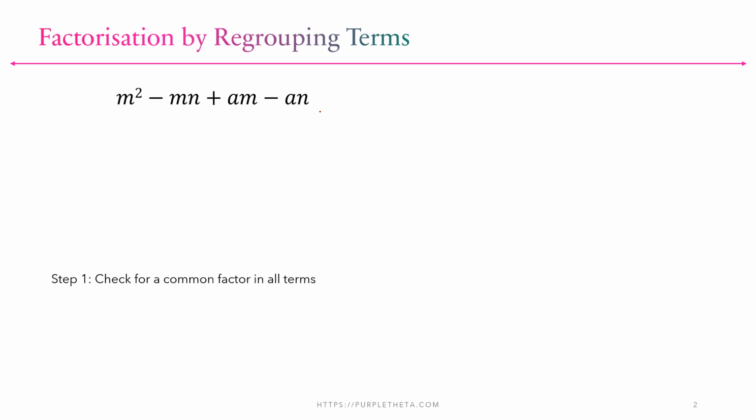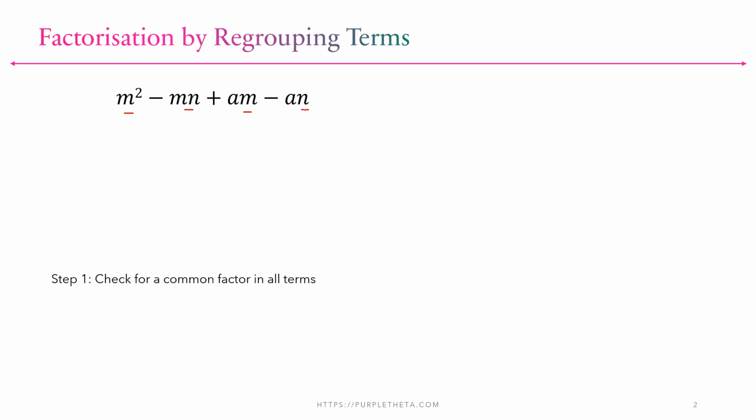First, always check if there is a common factor across all the terms. Here in this question, the terms are m square, mn, am, and an. There is no single factor that is common in all four terms, or we can also say that there is no single factor that divides all four terms. So we will have to regroup them.